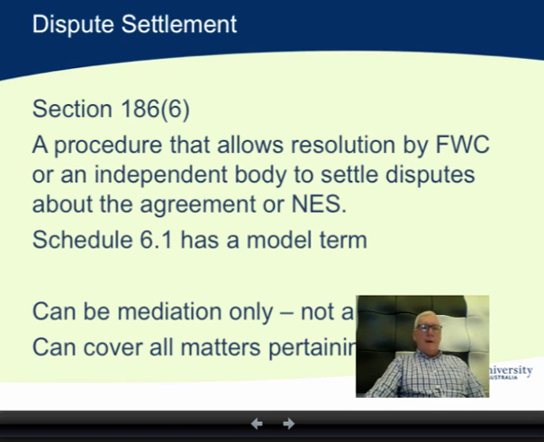And there is a model which is worth having a look at in Schedule 6.1, so do have a look at that model version. It can be mediation only, not arbitration, and it can really cover all matters pertaining to the employment agreement. So the fact of having a mediation clause doesn't need to just mediate those issues which are the fundamental issues in the agreement. It can talk about how all disputes are settled. Have a look at the cases, particularly around those 2 points, which will appear in the textbook at around about 8.29.